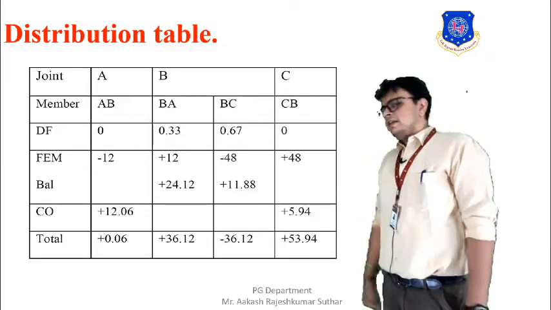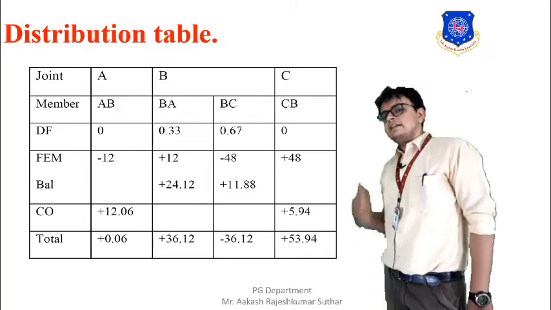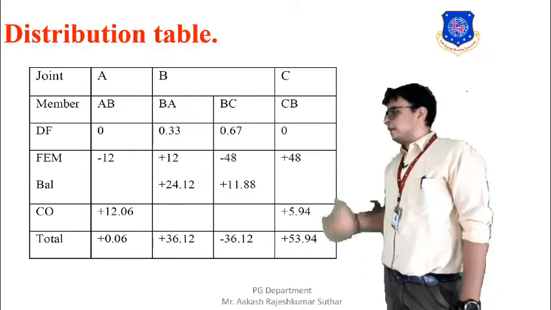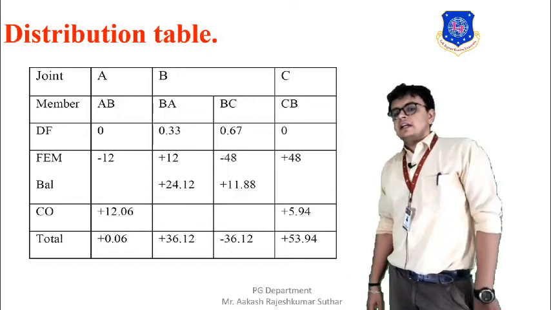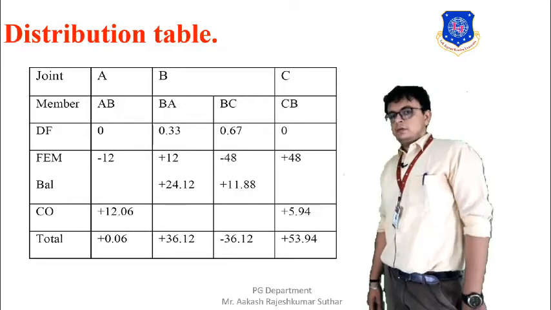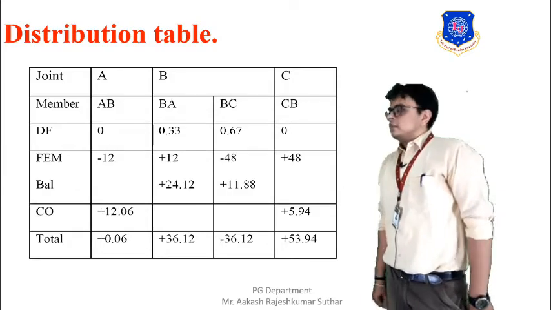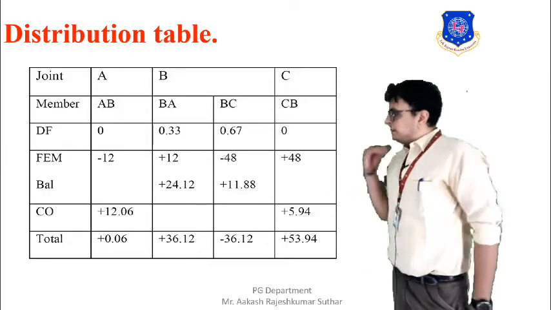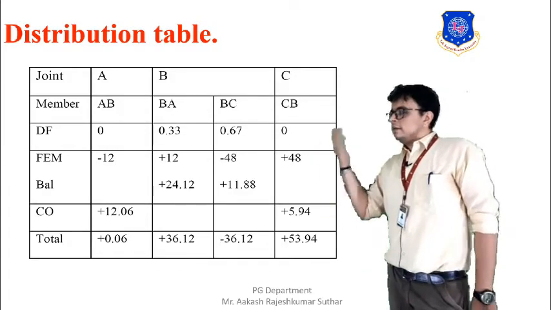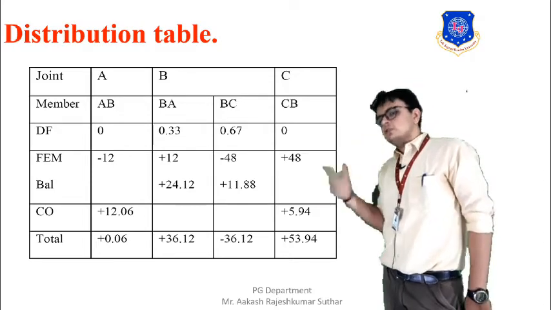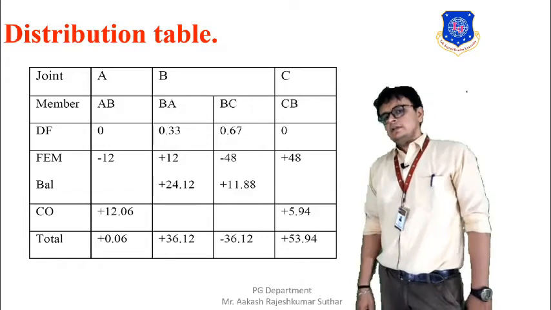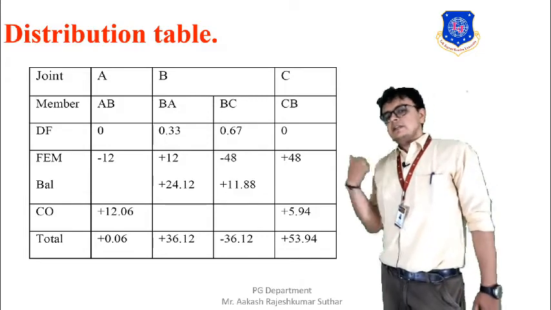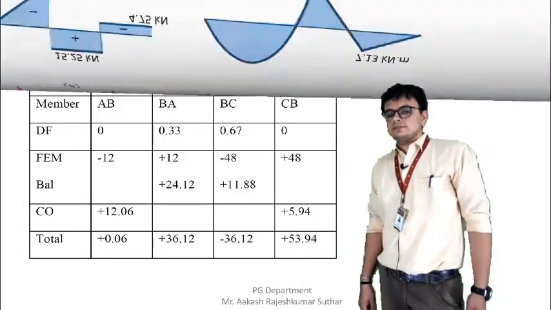Then finally we are at joint C. We have to add all the moments and finally we are getting positive 53.94 kilonewton meter. As our member is fixed at A and C, meaning both supports are fixed, definitely there will be some bending moment. So now this is what we are getting as the final bending moment.